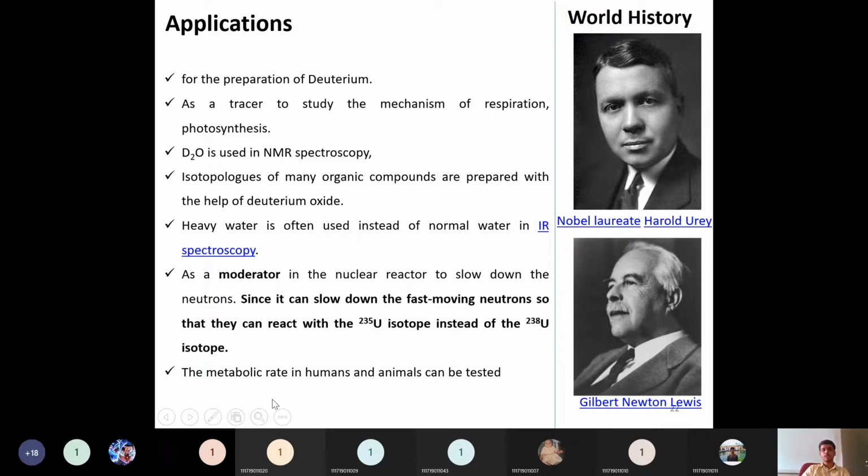water. Also, the metabolic rate in humans and animals can be tested using deuterium oxide, or heavy water. So heavy water has many applications.